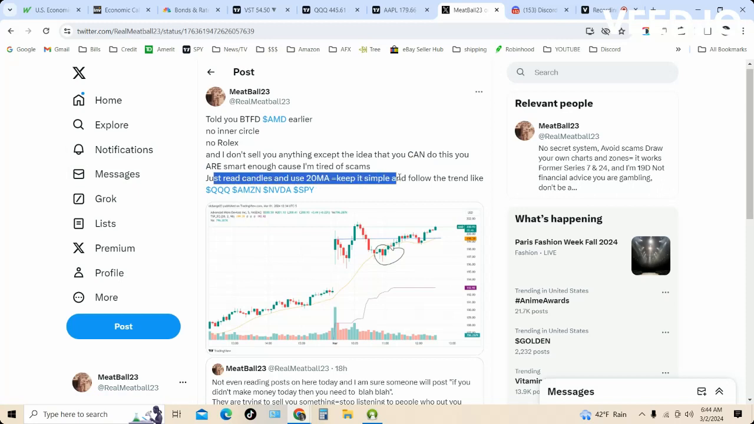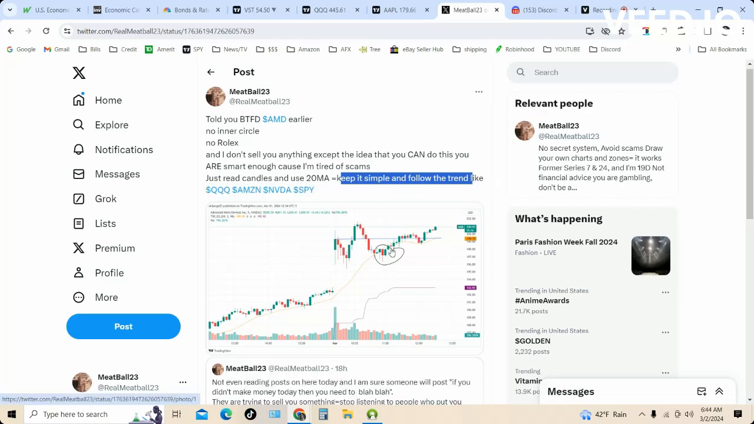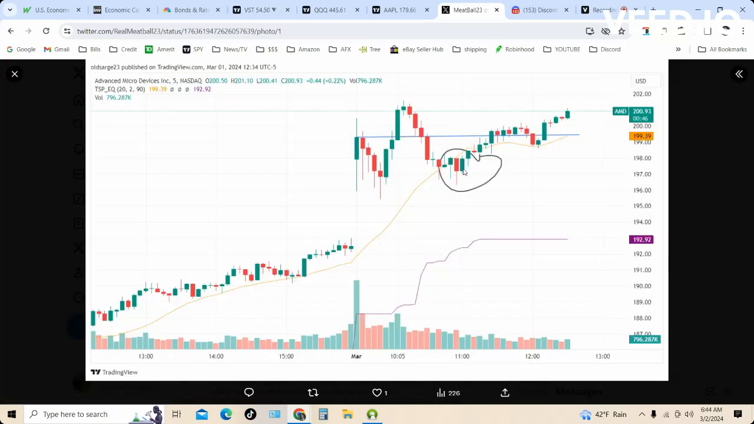Here's a secret. Read candles and use the 20 MA. Keep it simple. Keep it simple and follow the trend. Okay, what am I talking about? Okay, this is AMD. It didn't pay very well because it sucks.